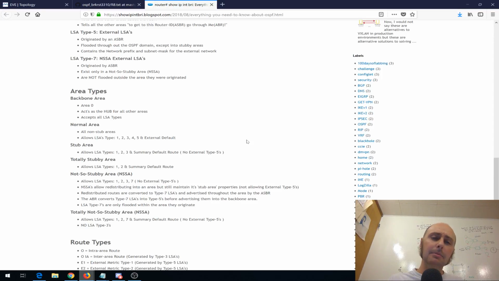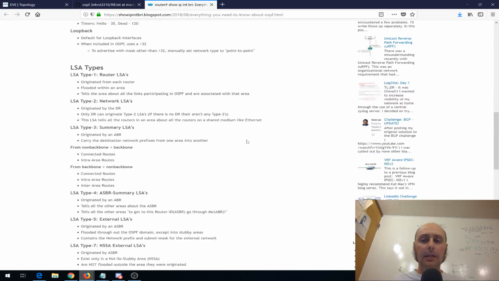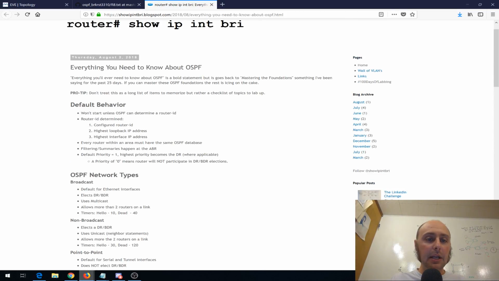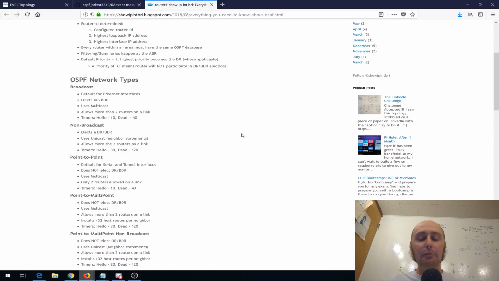Textbook language is sometimes very hard to understand. It needs to be language that I can understand. So one of the very important things that I want to point out is, and I put it right here as the pro tip, don't treat this as a long list of items to memorize, but rather as a checklist of topics to lab up. You should be able to lab up every single one of these.